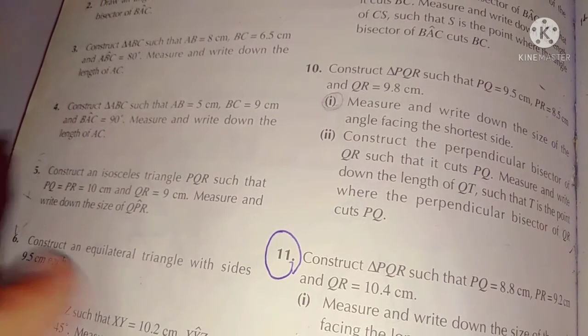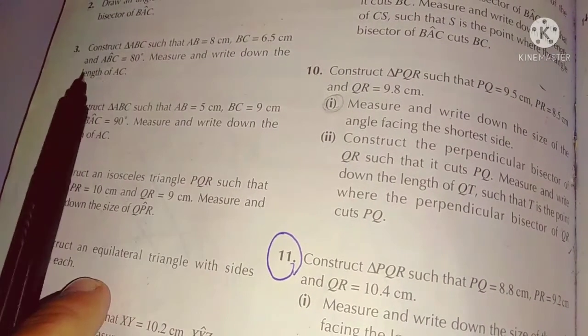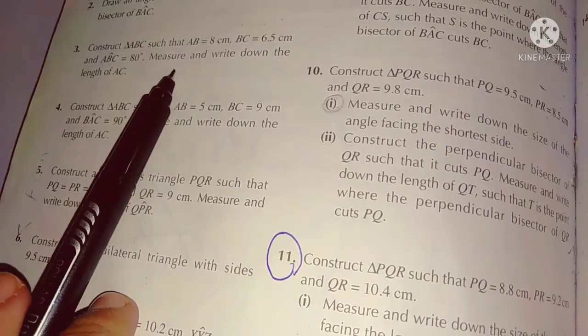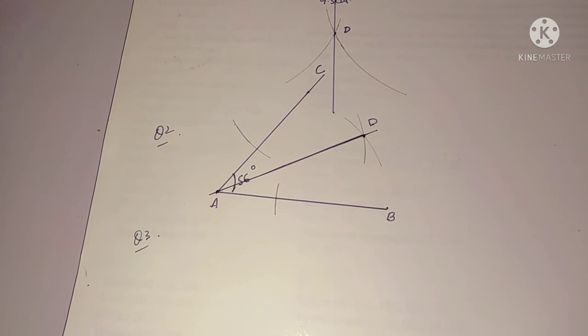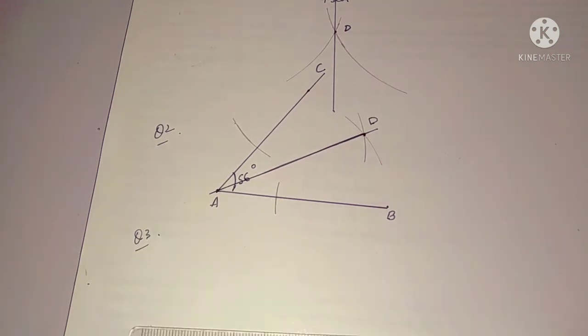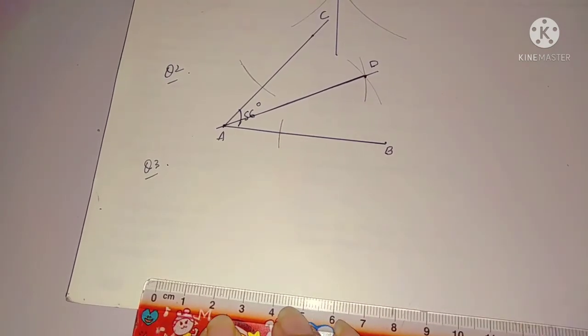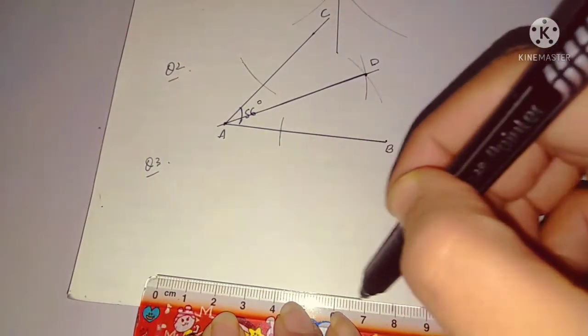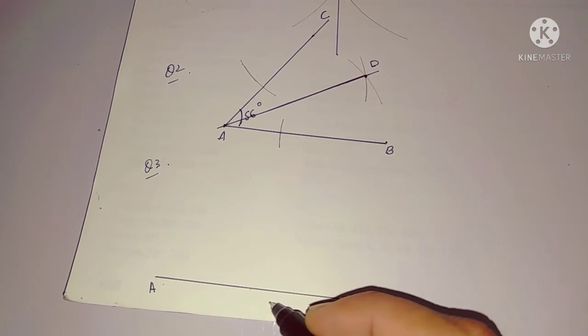Question number 3 is: construct triangle ABC such that AB is equal to 8 centimeter, BC is equal to 6.5 centimeter, and angle ABC is equal to 80 degree. Measure and write down the length of AC. So let's do it. First you have to draw a line AB, sorry, AB 8 centimeter. So take a scale and draw a straight line AB 8 centimeter, start from 0 till 8. So this is A and this is B, and the length is 8 centimeter.